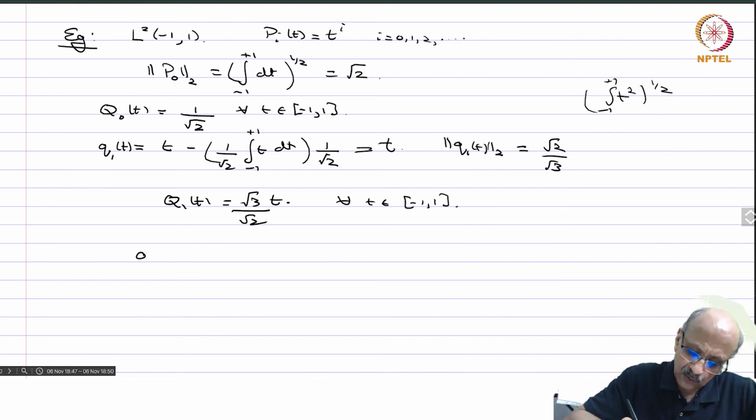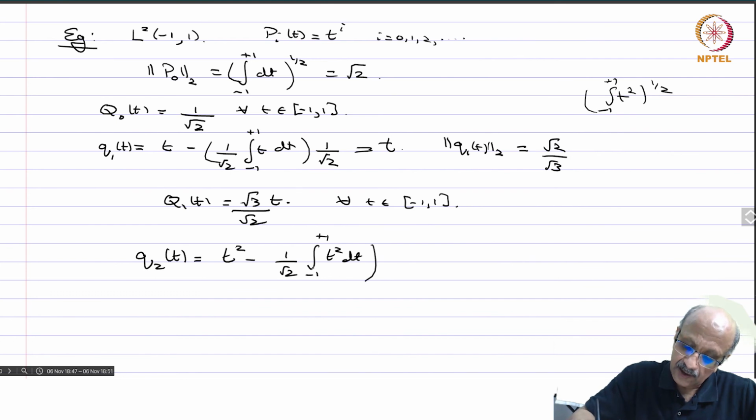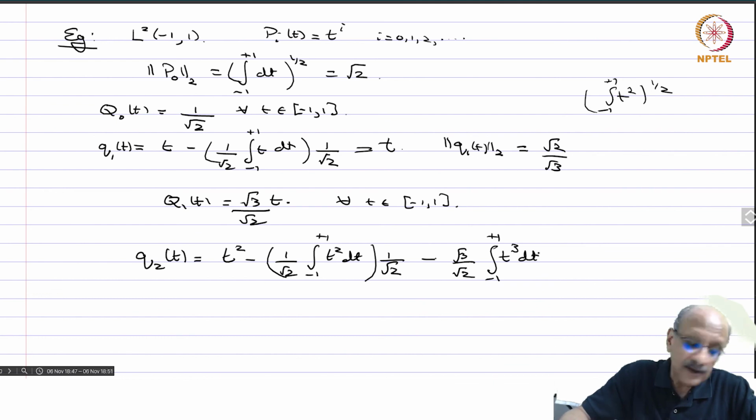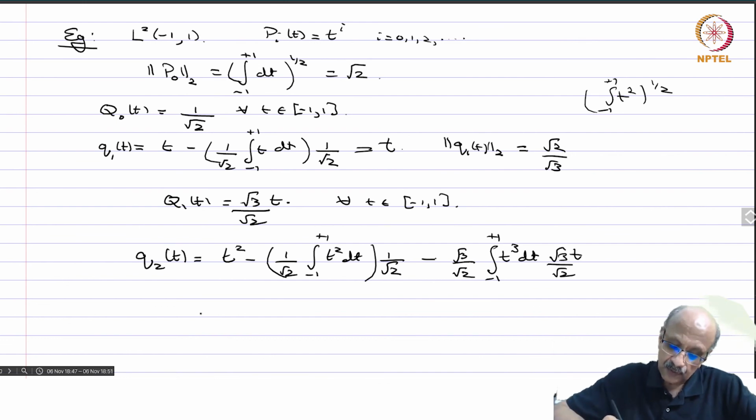Okay, so now let us take Q2 of t. So this will be t square minus the inner product of t square with Q naught times Q naught. That will be 1 by root 2 integral from minus 1 to plus 1 of t square dt, into 1 by root 2. That will be the first one, and then you have minus the inner product of t square with this function Q1, so that will be root 3 by root 2 integral from minus 1 to plus 1. So t square with t will give you t cubed dt, and then you have to multiply by root 3 by root 2 into t. So if you simplify this, again this t cubed integral will not give you anything, because you are going to just get 0, because you will get t power 4 when you integrate. It's an odd function, and therefore you will get 0.